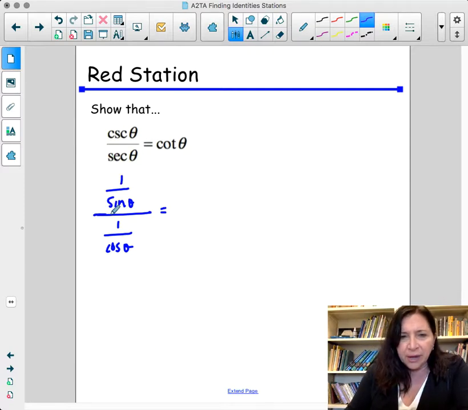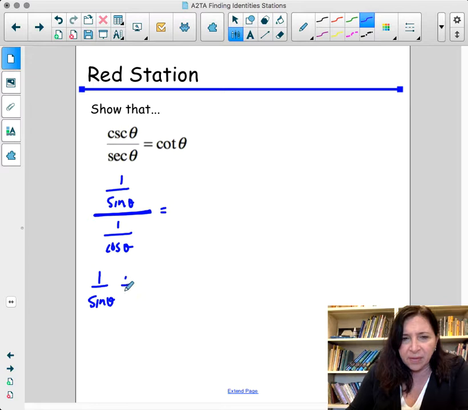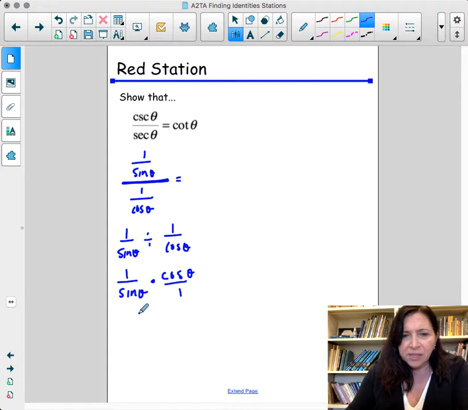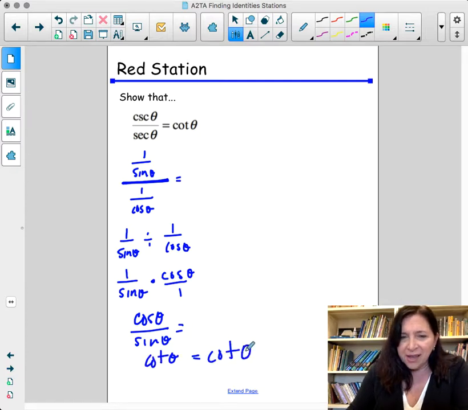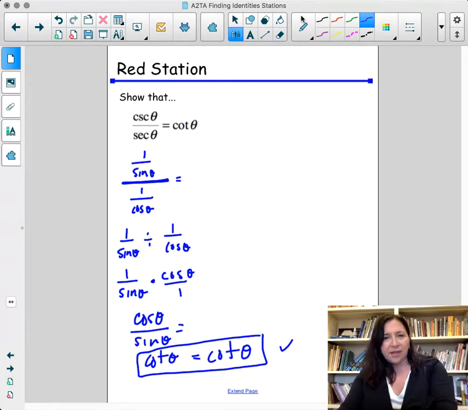So this line right here does mean divide. And so we are going to have 1 over sine of theta divided by 1 over cosine of theta, which is 1 over sine of theta times cosine of theta over 1, for which case I have cosine of theta over sine of theta, and that equals cotangent of theta, and that's what I'm trying to prove. And so I'm going to box that up. I got these equal to each other, and we're done with this.